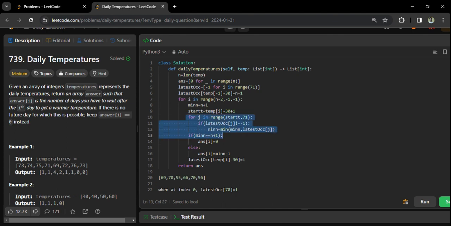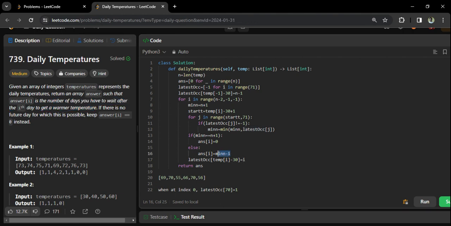This for loop will continue, and once I come out of this for loop, I will see if min is still having the initial value. If it is still having the initial value, that means it did not find any value which is greater than it. In this case, I will assign it a value of 0. In any other case, I will assign it a value of min minus i. Min is the index at which a number greater than it occurred. So I will subtract that from the current index i, and I will get the number of days. See, that's what they're saying, right? Number of days you have to wait after the ith day to get a warmer temperature. That's what it is.